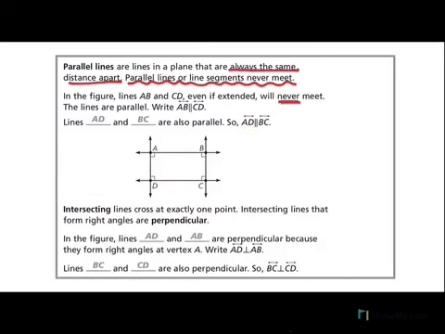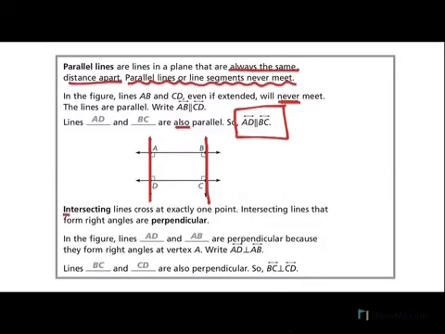Lines AD and BC are also parallel. So here's line AD and here is line BC. So we would write it like this. AD is parallel to BC.